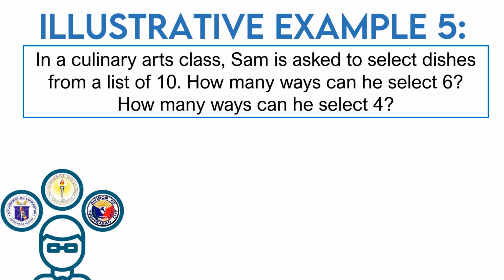Let's try our fifth example. In a culinary arts class, Sam is asked to select dishes from a list of 10. How many ways can he select 6? And how many ways can he select 4? Now, there are two questions here. The first one is selecting 6 from a list of 10 dishes, and the second is selecting 4 from a list of 10 dishes. Selecting from the list of dishes needs no arrangement. Since they are all dishes, selecting them would not require any arrangement. Therefore, the problem is a combination problem.